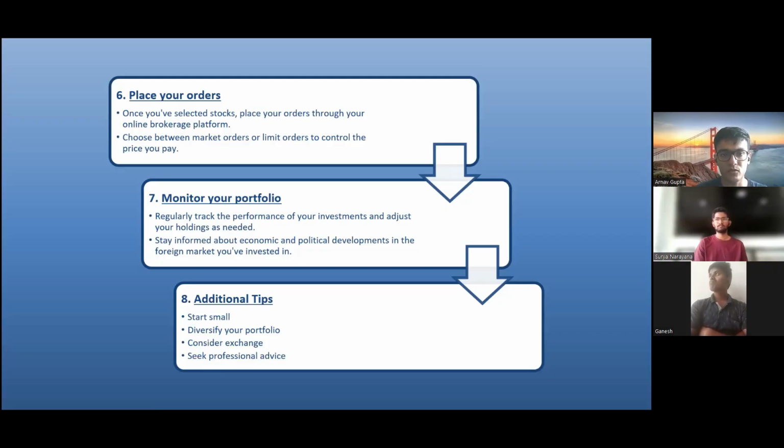Seventh, monitor your portfolio. Regularly track the performance of your investment and adjust your holdings as needed. Stay informed about economic and political developments in the foreign market you have invested in. Additional tips: start small, diversify your portfolio, consider exchange rates, and seek professional advice.